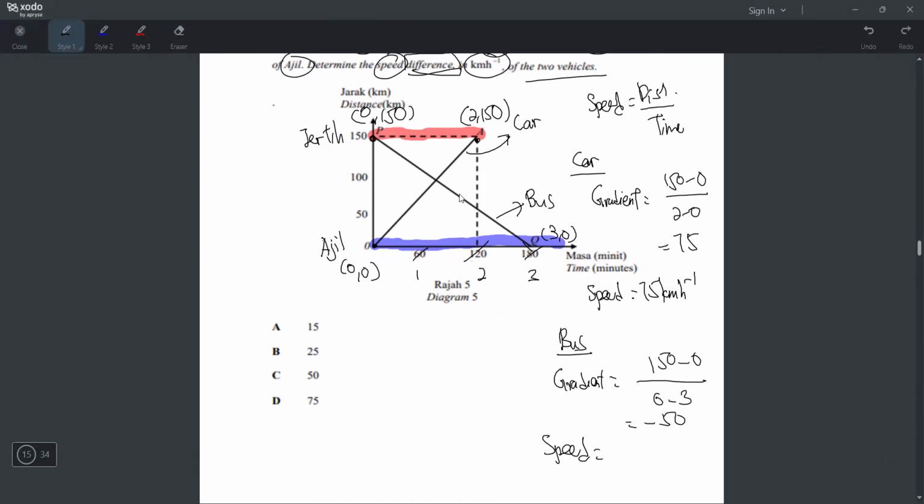Okay, but acceleration boleh negative. Acceleration is pecutan. Okay, so when acceleration is negative, it means deceleration lah. Kalau pecutan you dapat negative means dia nyahpecutan. Okay, but this one speed tak ada negative. So gradient you get negative 50, but the speed is only 50, right? So the negative don't include in your speed answer. Okay. So I repeat one more time. Gradient boleh negative, tapi speed tak boleh negative. So remember that. Okay, now we can find the speed difference. Ambil besar tolak kecil. 75 minus 50. So the answer is B, boy. Right? Okay, sudah siap.